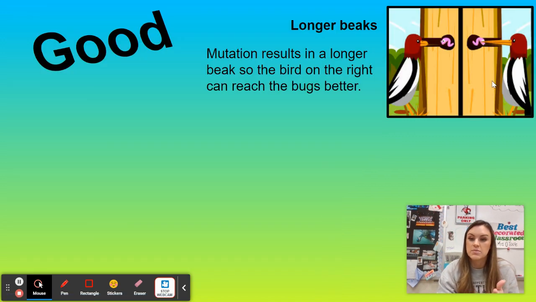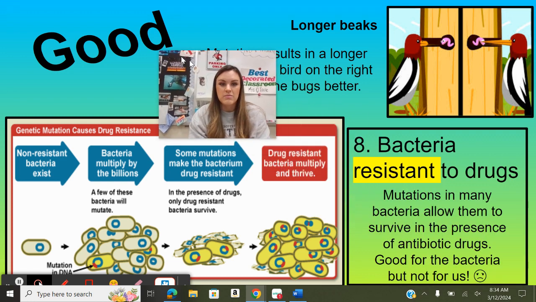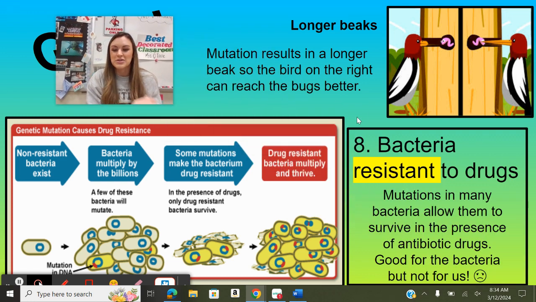All right, so let's talk about some good mutations. A good mutation would be these two lovely little birds right here. This one with the short beak is not able to reach the worm, but the one that has a mutated longer beak is able to get the worm and able to eat from a different food source. I'll move my frame right here real quick so we can look down here.